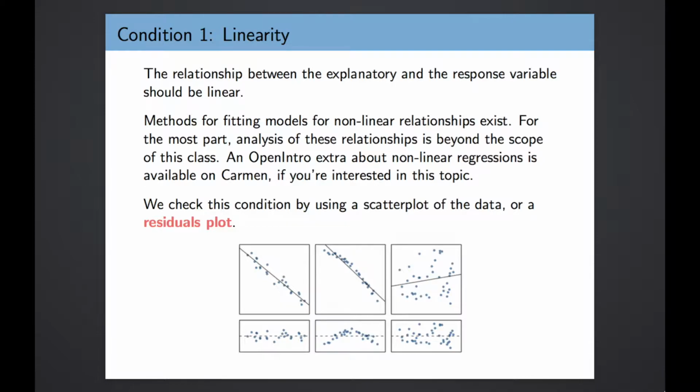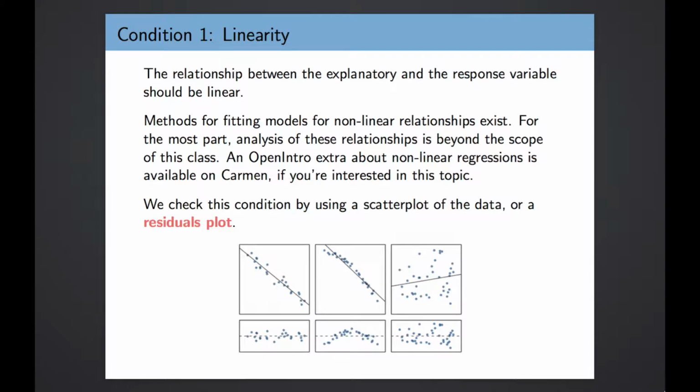When you're doing a bivariate regression, when you have just one explanatory variable for your one response variable, you can look and see if this condition is satisfied by just looking at a scatter plot of the data. So if the relationship between those data points looks more or less linear, if you're not seeing any big curvatures or anything like that in the data, then you can be pretty satisfied that this relationship is linear, that this condition is satisfied.